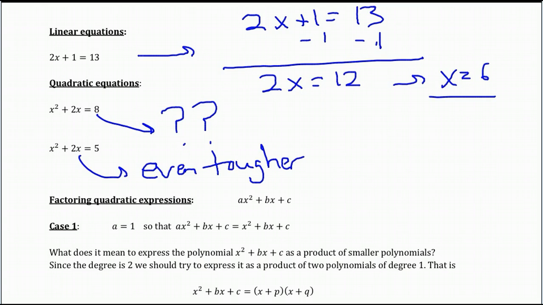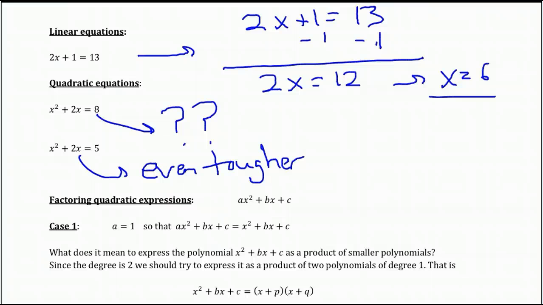Just another word about those. You might be able to guess some of the solutions to the first equation. You start poking around by plugging numbers in, you might get the solutions. You might find that 2 is a solution, negative 4 is a solution. But making that subtle change of changing the 8 on the right hand side to a 5 makes the situation much harder. You're never going to guess at the solutions to that equation. It's going to need entirely different methods.